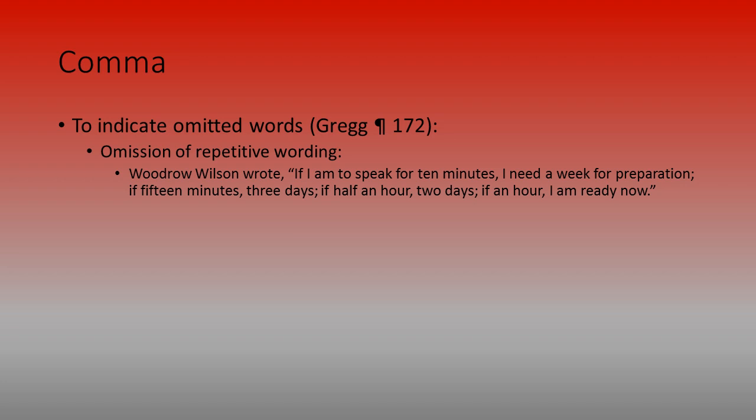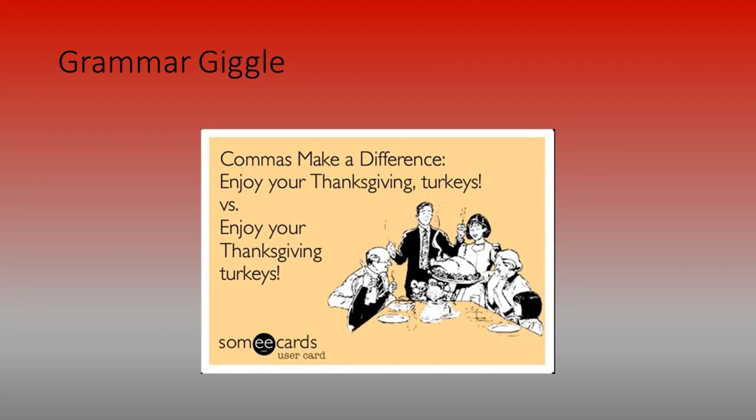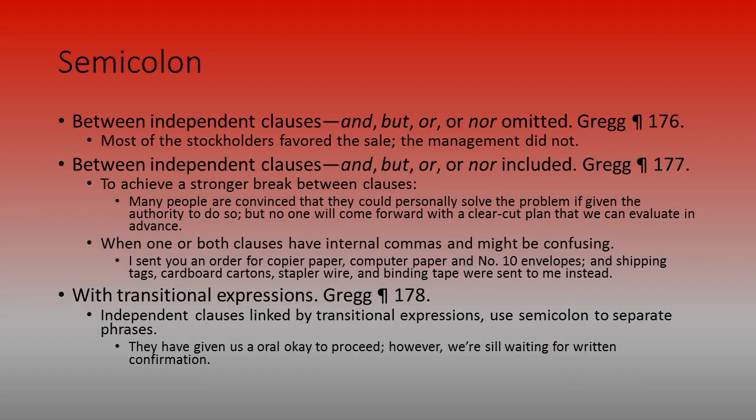Use a comma to indicate omitted words. If you have repetitive wording, like if I'm to speak for 10 minutes, I need a week, 15 minutes, 3 days. You put a comma there because you've taken some of the information out, but people should know what you mean. And I do have a lot of grammar giggles around commas because there's a lot of trouble people have with commas. Enjoy your Thanksgiving turkeys, or enjoy your Thanksgiving turkeys. So it all depends on where the comma is.